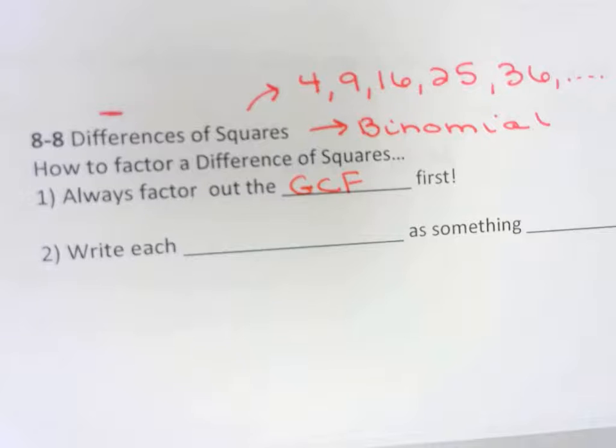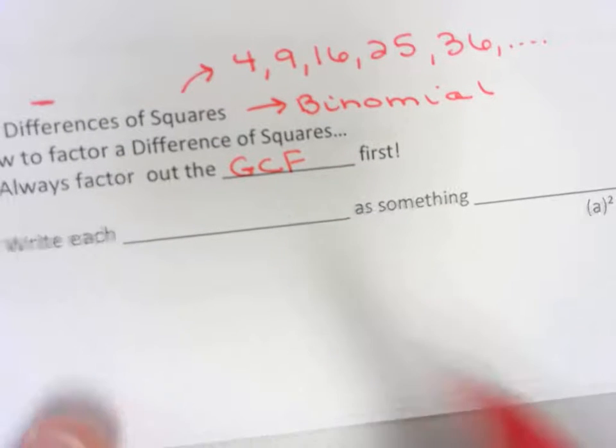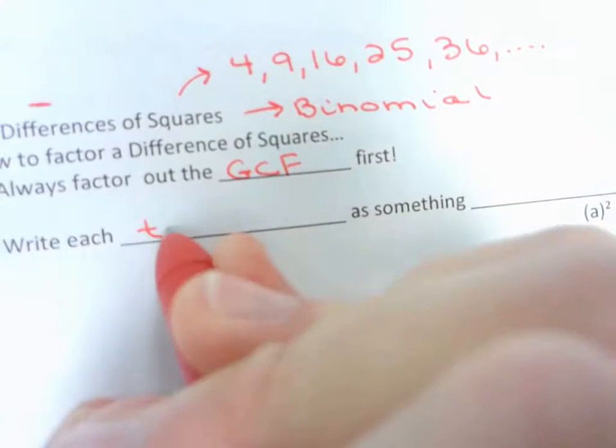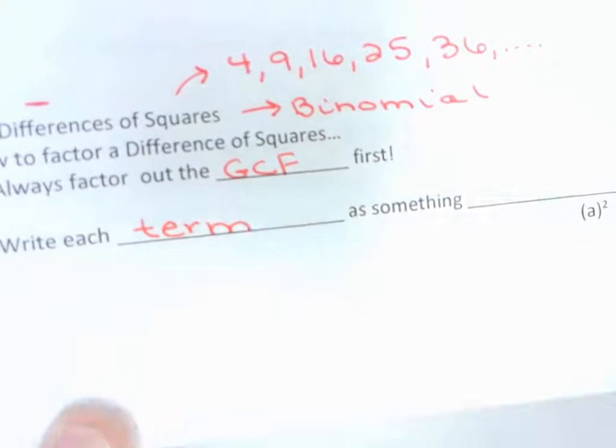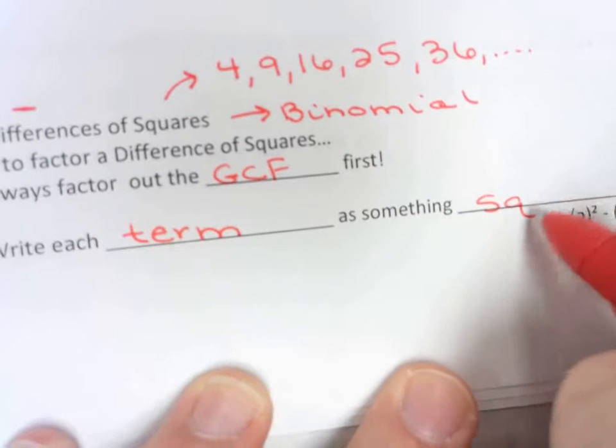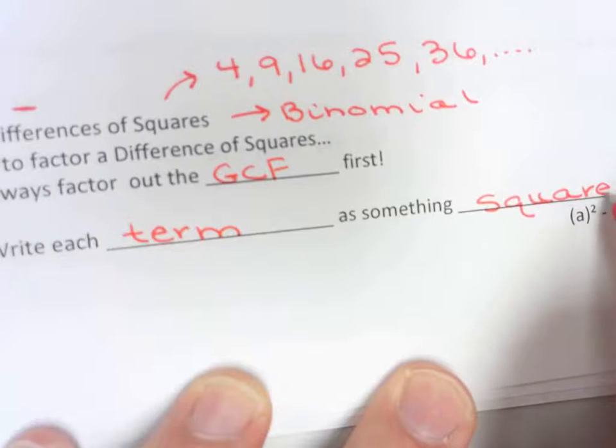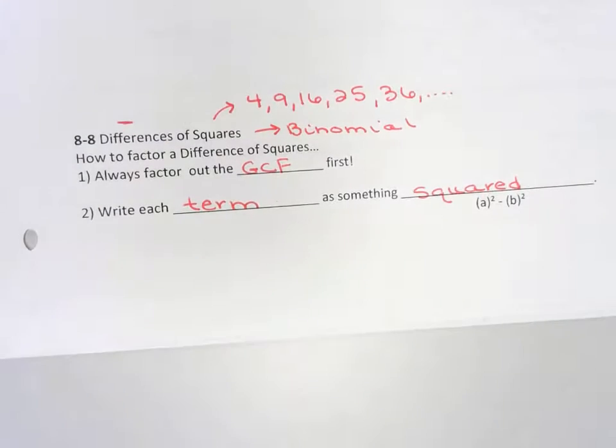We're going to talk more about it tomorrow. We haven't really had a ton of GCFs. The homework I gave you tomorrow, you're going to have more GCFs you have to factor out first. Step 2, write each term as something squared. It's not going to make a lot of sense yet, but we are going to look at my terms and rewrite each as something squared.